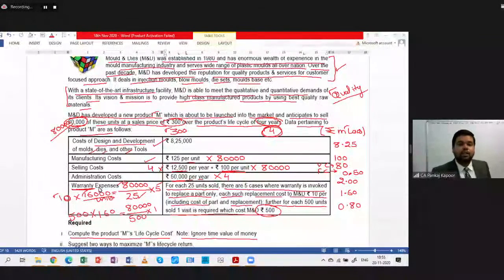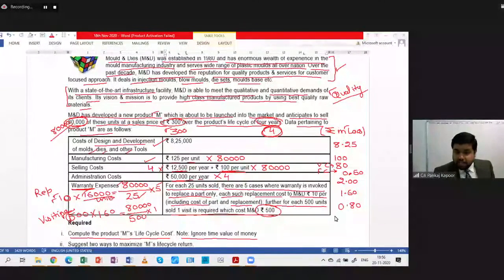Friends, mind it. Warranty expenses involve 2 sorts of cost. What are those? Yes, Kunal, no issue. I believe you forgot to multiply it with the 5. No issue. Okay, moving further. Friends, mind it. Warranty expenses are of 2 types. First, replacement of the part. Second, visiting cost to replace the part. So this is the replacement of the part, and this is the visiting cost.